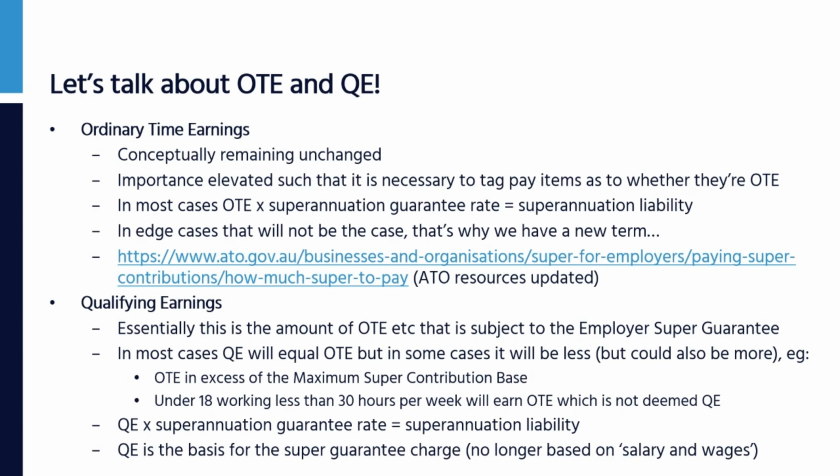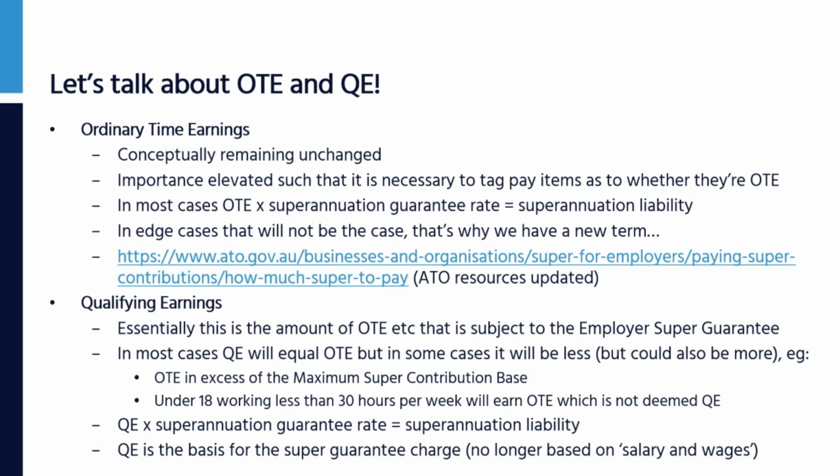The ATO have published some information. We've given them some feedback. It should be fleshed out a little bit more, especially around the edge cases as to the distinction between ordinary time earnings. We believe they're going to be updating that information to be more qualifying earnings speak as well. Just be used to the terminology, and bear in mind that qualifying earnings is a new concept. In most cases, as I said, it will be the same as OTE. Sometimes it'll be less, sometimes it'll be more. It would be nice if it was just always going to be one way that it would be different.